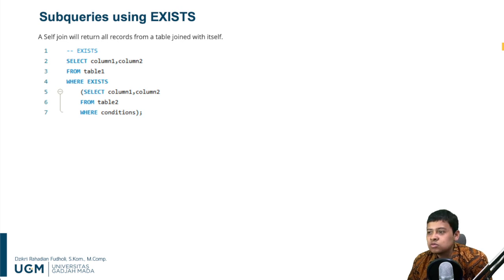Now we're going to talk about subqueries using EXISTS. A self-join will return all records from a table joined with itself. The syntax is: SELECT column1, column2 FROM table1 WHERE EXISTS. So it's in the WHERE clause, and we have the subquery of SELECT column1, column2 FROM table WHERE condition.